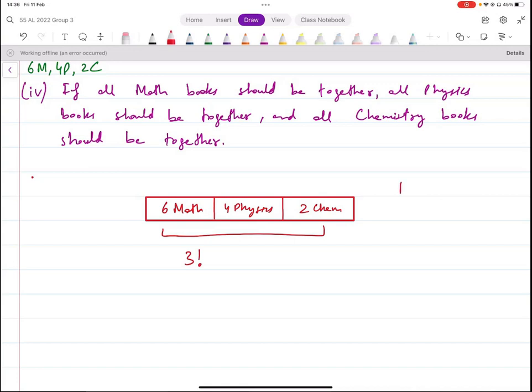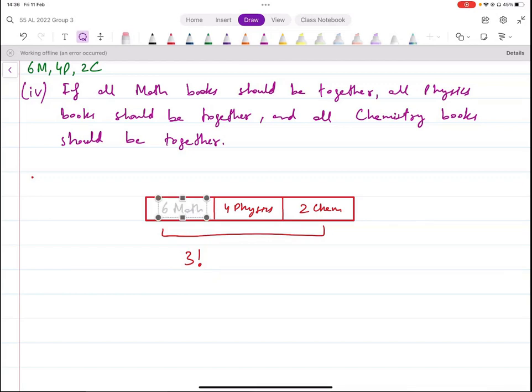For example, one possibility is that you put math books first, physics books after, and then chemistry books. Another possibility could be that you have math books and then chemistry books and then physics books. And similarly, you have 6 possible cases, 3 factorial. So 3 into 2 into 1, you've got 6 possible cases for arranging these outer boxes, right? 3 factorial is 6, so that's where 6 is coming from. So we have 3 factorial ways of arranging all these outer boxes, okay?